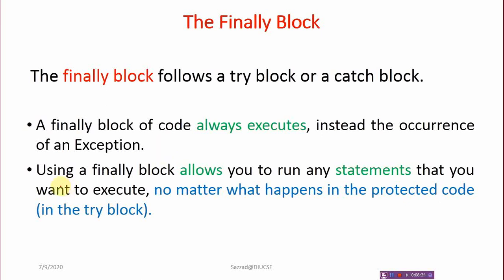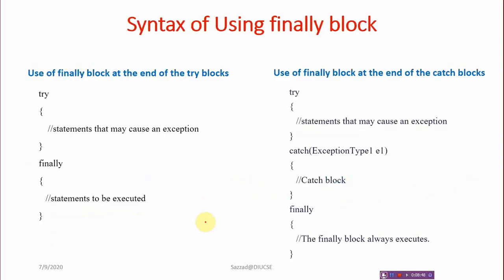So we'll see an example. Using a finally block allows us to run any statement that we want to execute, no matter what happens in the protected code, that means in the try block. So let us see an example. The syntax of using the finally block: we can use a finally block after the try block, or we can use a finally block after the try and catch block. Both are allowed.